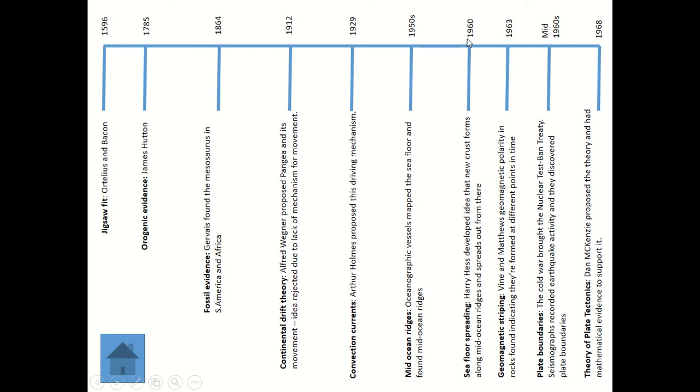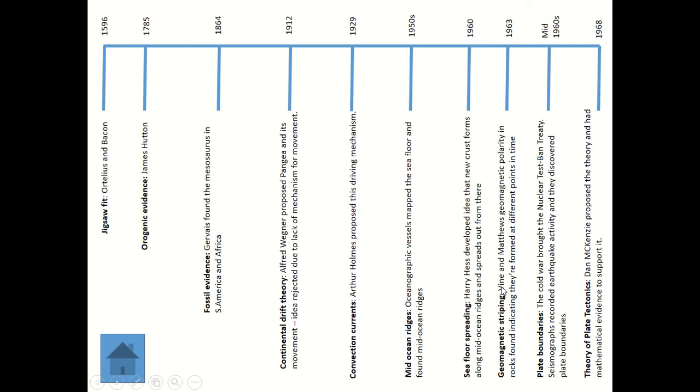This was supported in 1960, when seafloor spreading became evidenced. Harry Hess came up with a theory that new crust was forming at those ocean ridges, and the plates were spreading out from there. This was supported just 3 years later by geomagnetic striping, where Vine and Matthews figured out that the poles were switching their polarity. North became south and vice versa.